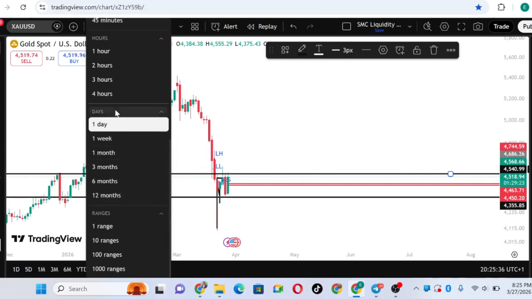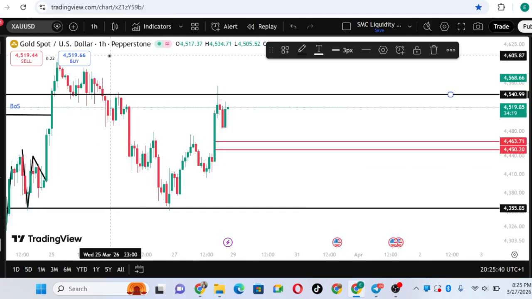I'm showing you the strategy I used to enter that trade. I don't use indicators. To be very honest with you guys, I don't use indicators like that. This is what I do because I want to understand what I'm doing.